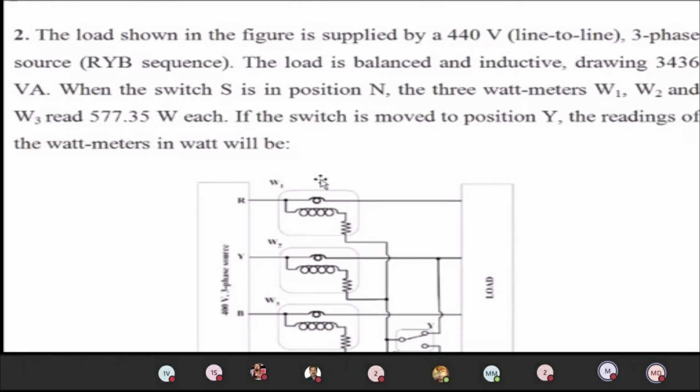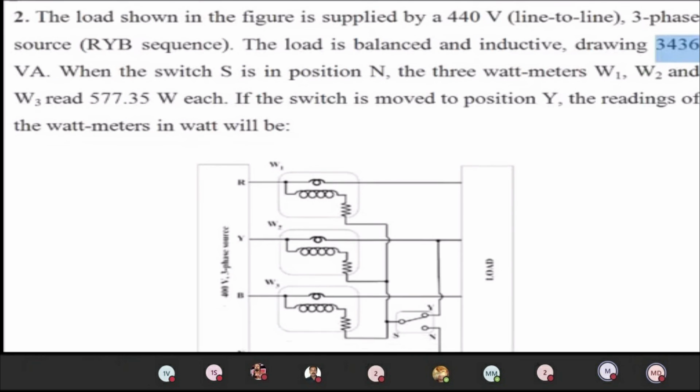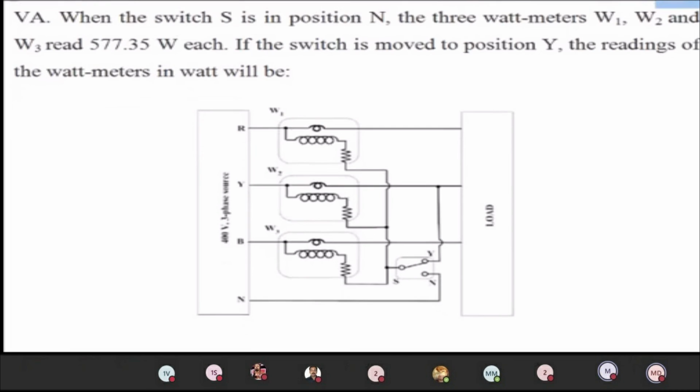Okay, next type of problem, slightly different. The load shown in the figure is supplied by a 440 volt, line to line value is given, 3-phase source, RYB sequence. The load is balanced and inductive, drawing 3464 volt ampere, which is known as apparent power. When the switch S is in position N, the 3 wattmeters W1, W2 and W3 read 577.35 watts each.